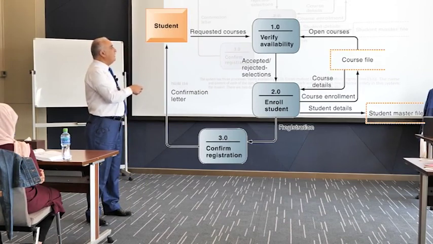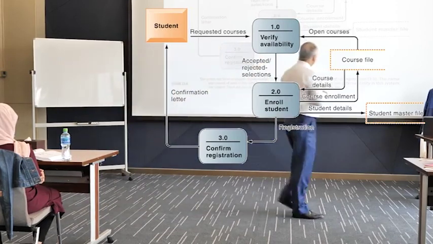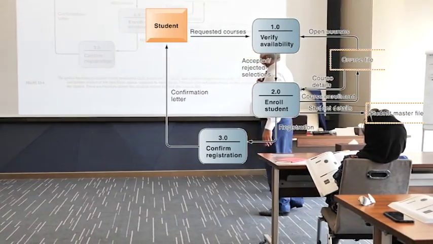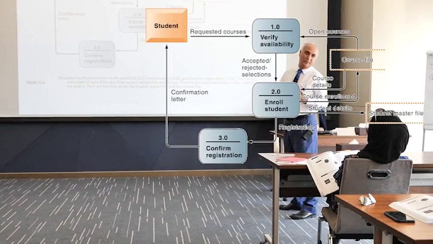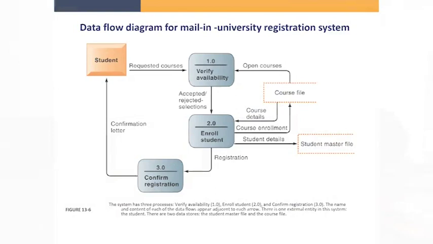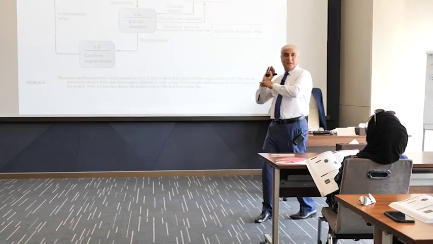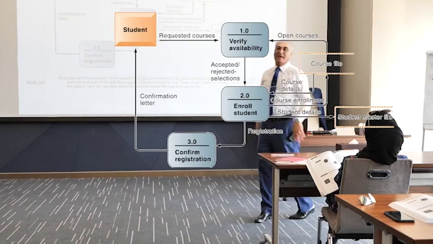Verify the availability of the course. To verify the availability of the course, what do we need to do? We need the course file. We go to the course file and get the data: what are the courses available. So again, we have an external entity, we have the direction of the data flow, we have a process, and here we have a data file, and it shows what the data file is doing: bringing the data, what the courses available are.